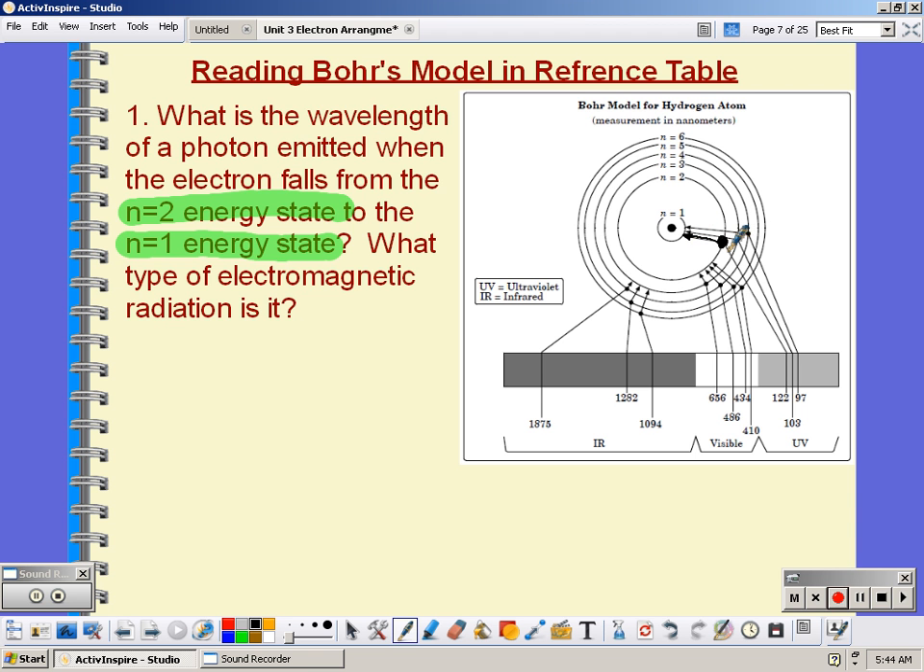So if we take that line and we trace it back, the wavelength is the number that's given to you. So wavelength is equal to 122, and then if you look at the top of the picture, it tells you that it's in nanometers. What type of electromagnetic radiation is it? Well, if you look down here, that 122 fell in the UV range, so the type of electromagnetic radiation is UV.